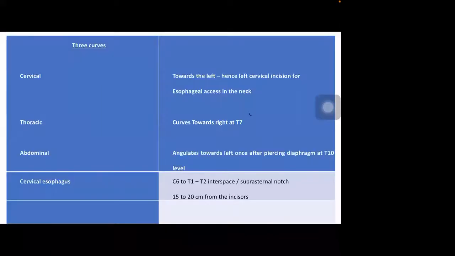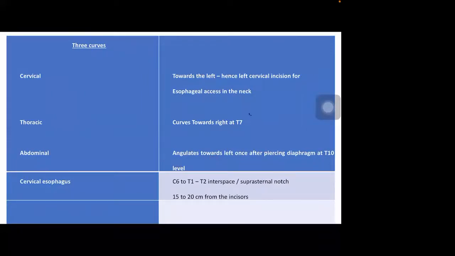The other important thing is the 3 curves I already mentioned: the cervical curve, thoracic curve, and abdominal curve. The cervical curve is towards the left, and hence a left cervical incision is used for easy esophageal access in the neck. At the thoracic level, the esophagus curves towards the right, and the exact vertebral level where it curves towards the right is T7. And the abdominal esophagus, when it comes to enter the stomach, angulates towards the left once after piercing the diaphragm at the T10 level.